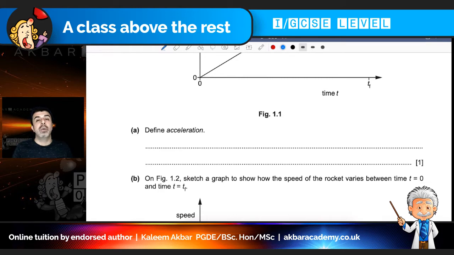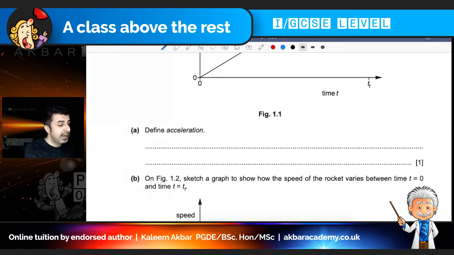The one thing I would not do, even though I know they allow it in this question, is just to write the formula in symbols. Like I said, they do allow you to do it in this question, but I know of many, many questions where they don't allow that. So either write the definition in words or write the formula in words. So what do I mean?